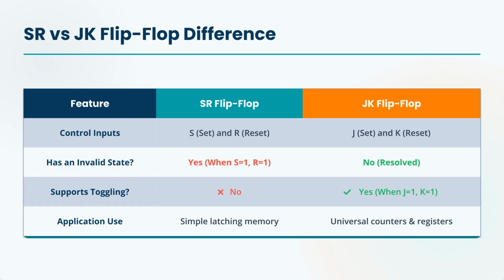The key difference is that the SR flip-flop has an invalid state, while the JK flip-flop resolves it. The JK flip-flop also uniquely supports toggling, making it suitable for universal applications like counters and registers.